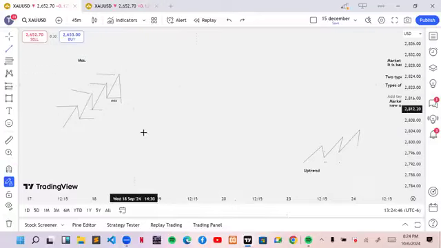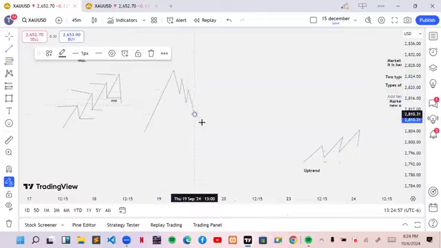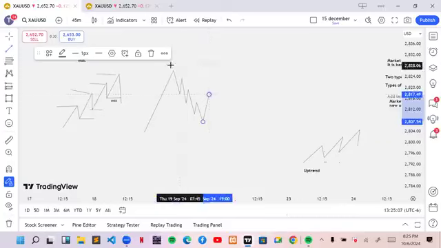So let's assume this was a downtrend. Lower highs, lower lows, lower highs, lower lows. Then the market does something like this: lower highs, lower lows. Then does something like this: a higher high. This was a previous downtrend because the characteristics of a downtrend are lower highs and lower lows.